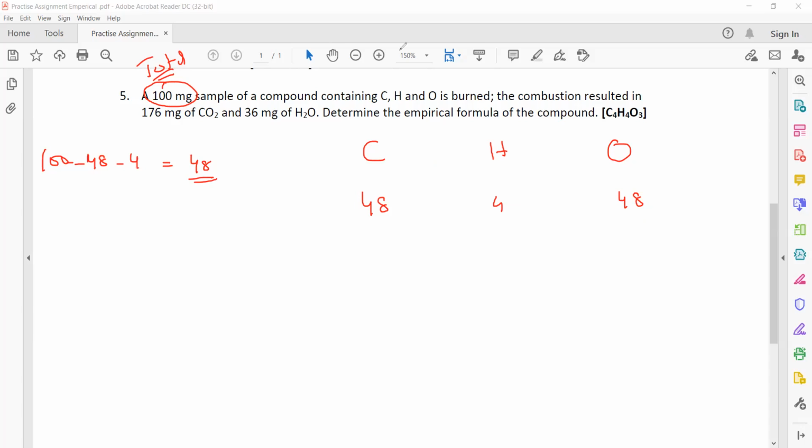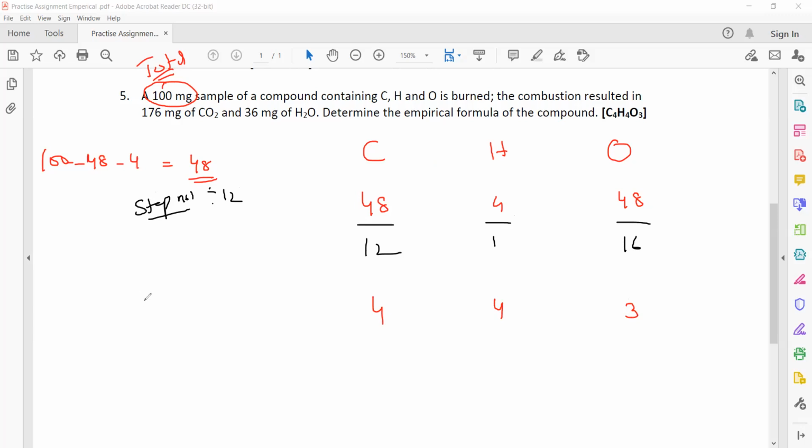So we can use the formula, the steps. Step number 1, we divide by atomic mass. This will be divided by 12, this by 1, and this by 16. 48 divided by 12 is 4. 4 divided by 1 is 4. And 48 divided by 16 is 3.